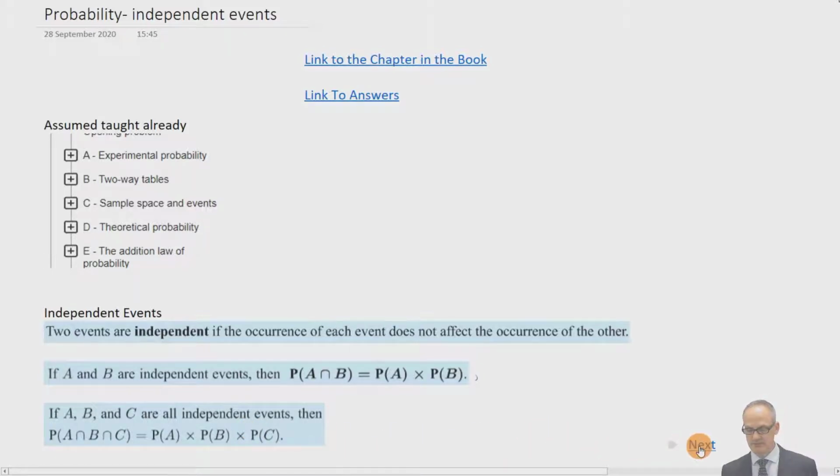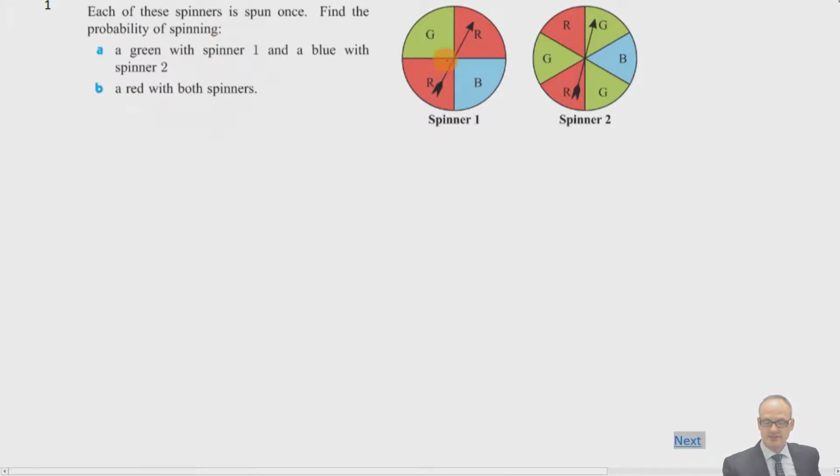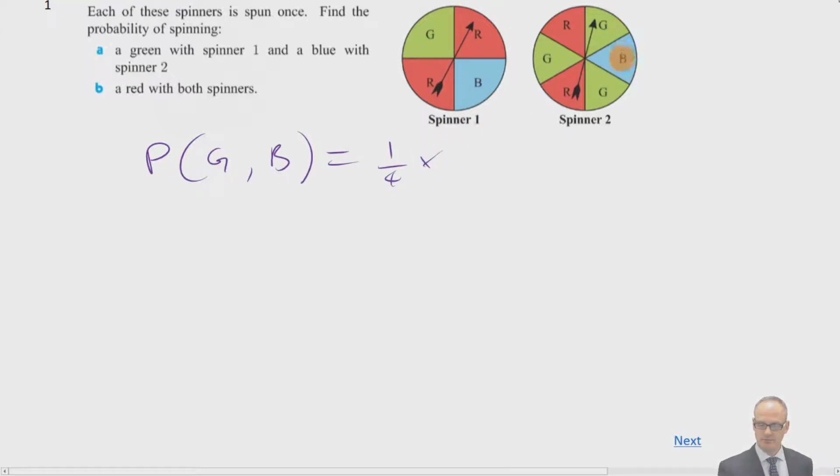Right, let's have a look at an example. Each of these spinners is spun once. Find the probability of spinning a green with this spinner and a blue with spinner 2. So the probability of green with spinner 1 is a quarter, because the area is a quarter of the circle that you can land in. And then the probability of blue is 1/6, because there are 6 equal shapes, and only one of them is blue. So therefore, the probability of green followed by blue is 1/24.